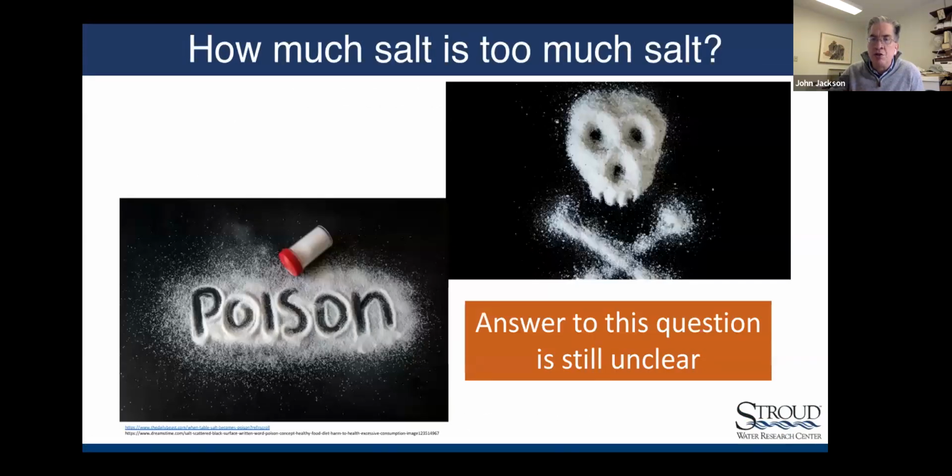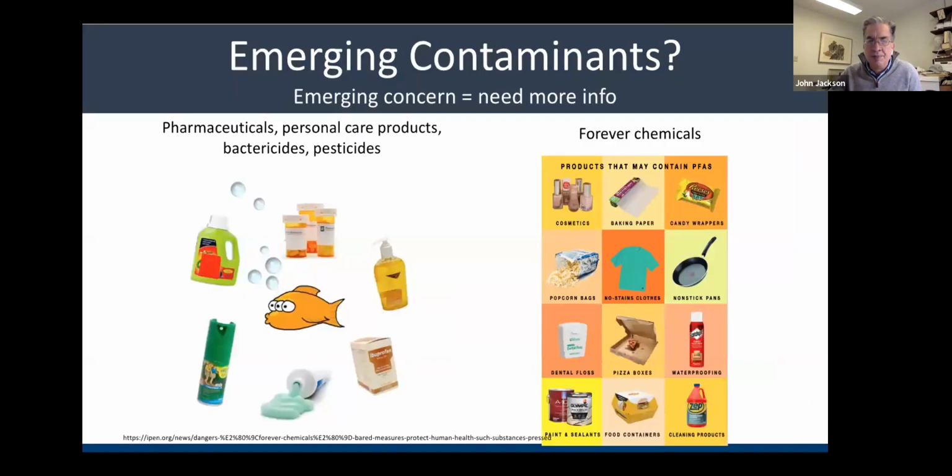So how much is too much? That answer is still unclear. We know more than we used to, but it's not going to be a simple number. And that's probably what's slowing down the conversation. One of our complications is we deal in a world where we're learning about other new, what we would call emerging contaminants. Emerging means we need more information, whether it's bactericides, personal care products, insecticides, herbicides, even PAHs and PFAS. They fall into this category of things we just need more information about.